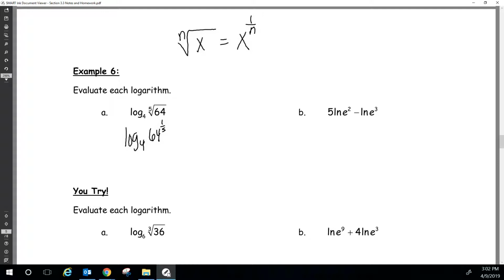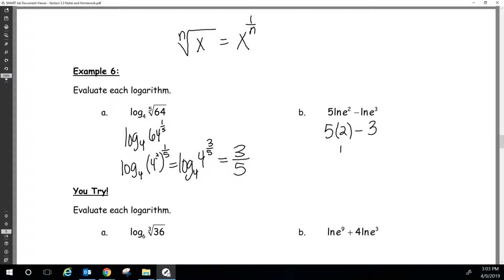But I need to get it into base 4. Well, 64 is 4 cubed. And now when I raise an exponent to another exponent, I multiply those exponents. So this is log 4 of 4 to the 3 times 1/5, which is 3/5 power. Now these bases match, so this is just equal to 3/5. For b, I've got 5 times the natural log of e squared. Here my bases match, right? This is log base e of e squared, so this is just really 5 times 2. Minus log of e cubed is 3. 10 minus 3 would be 7.